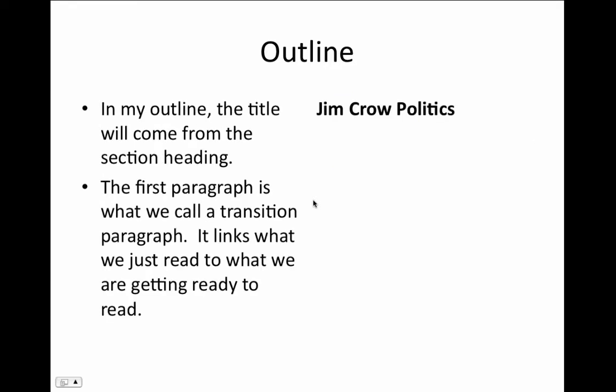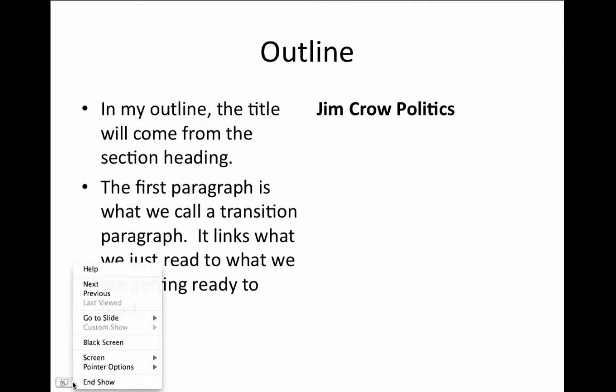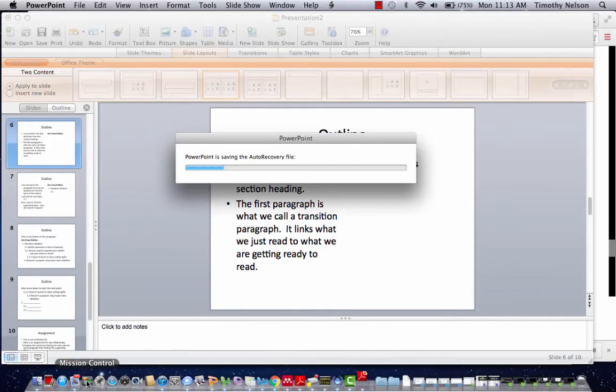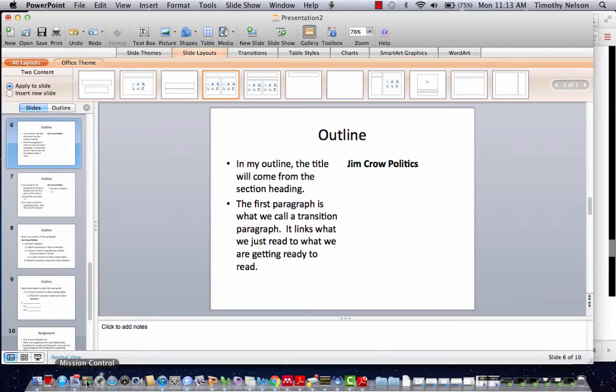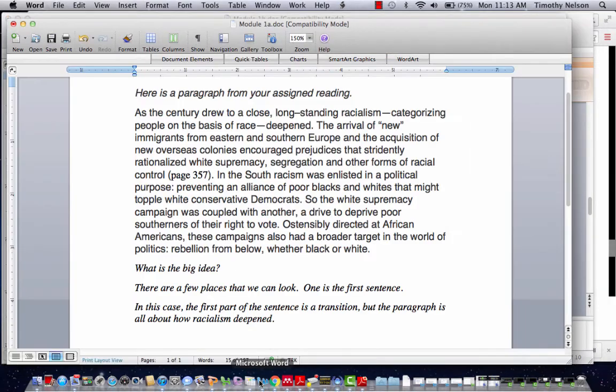In my outline, the title will come from the section heading. So the first paragraph of this section is what we call a transition paragraph. It links what we've already read to what we'll be getting ready to read. So I'm going right to the second paragraph to start the outline. Here's a paragraph from your assigned reading.